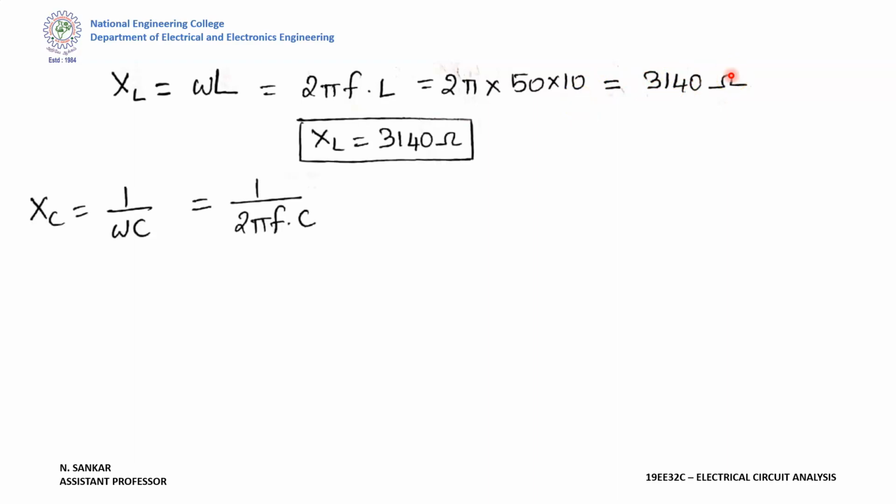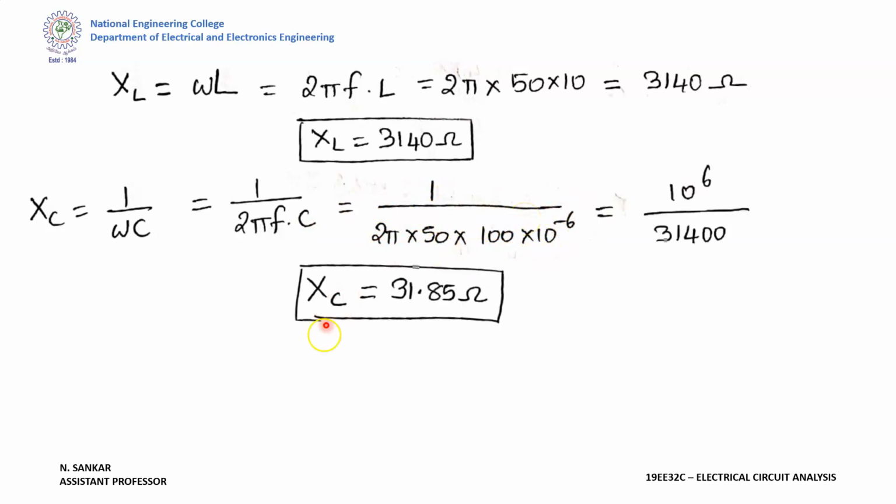In that, XL is nothing but omega L, which is equal to 2 pi F into L. Substitute the known values. F is equal to 50 and L is equal to 10. So which is equal to 3140 ohm for XL. Similarly for XC, 1 by omega C, that is 1 by 2 pi FC. Substitute the values. 1 by 2 pi into 50 into 100 into 10 power minus 6, that is 100 microfarad. Okay, which will be equal to 31.85 ohm. So this is the capacitive reactance.